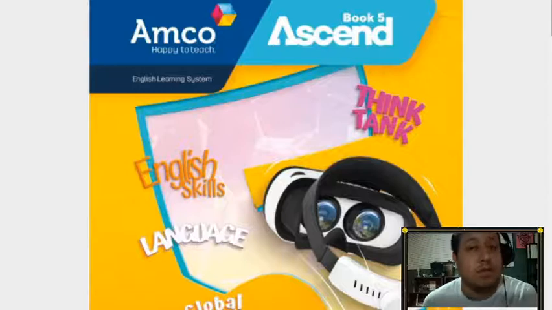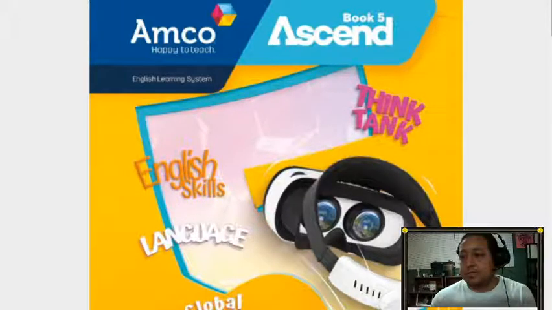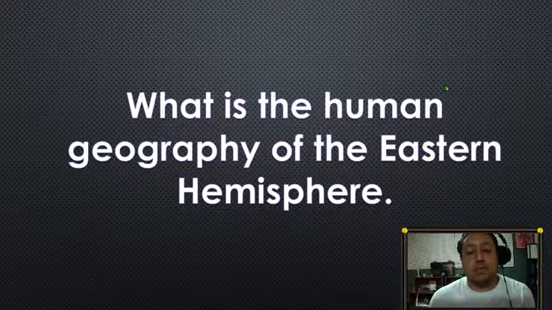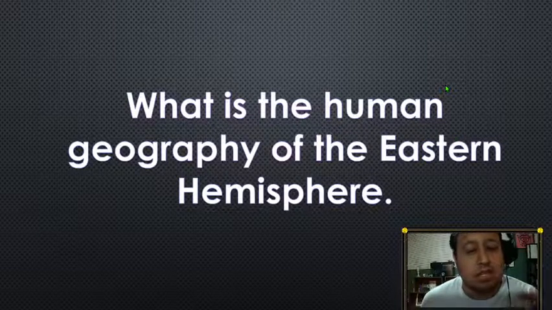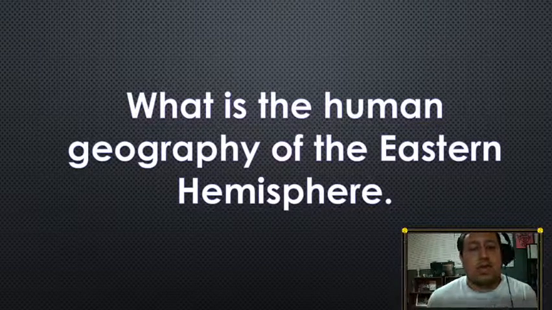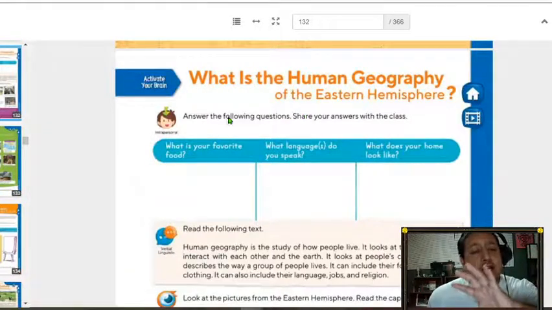The topic of today, remember that we were speaking about the Eastern Hemisphere, right? So today we're going to talk about this. Look. We're going to talk about what is the human geography of the Eastern Hemisphere. Let's check it out, right? What is the human geography, the way they live, what they eat, what they play? So let's see, what is the human geography of this place of the earth? It says something like this. What is the human geography of the Eastern Hemisphere?